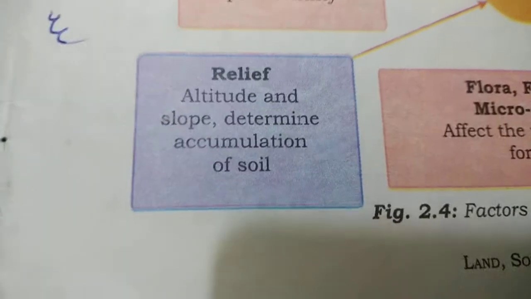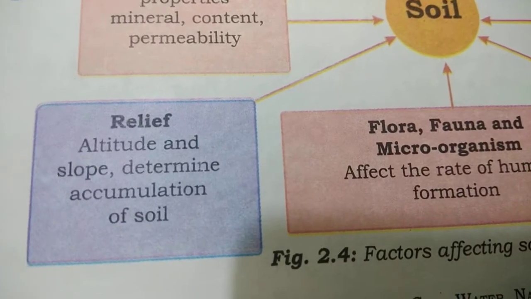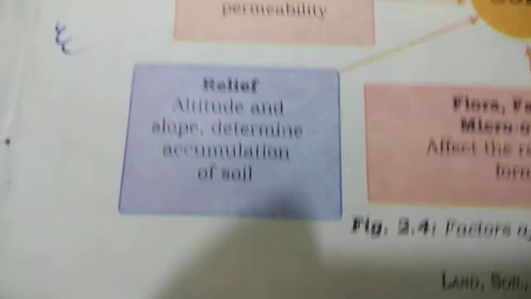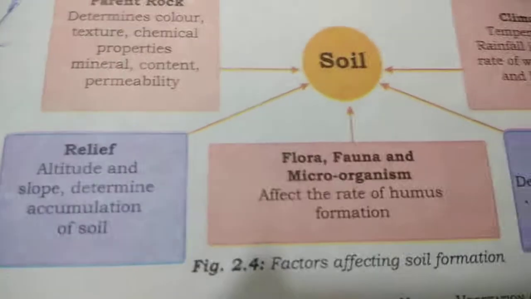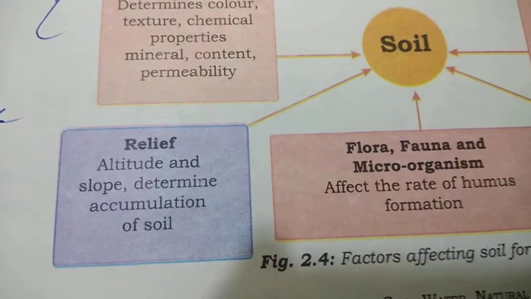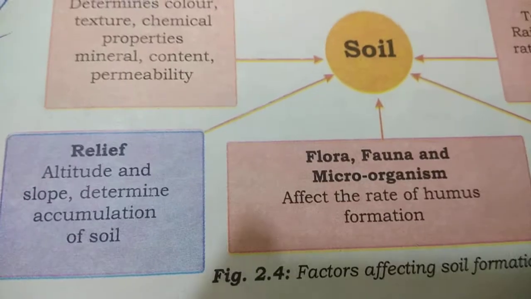Now what are the other factors? This is the relief features. Now steep slopes are prone to soil erosion. So the layer of soil may not be thick there, but in plains it gets accumulated, so there is a lot of accumulation of soil. So it depends a lot on where the place is. In hilly areas you will find soil is not so thick, it's a very thin layer of soil, whereas in the plains it is very thick.